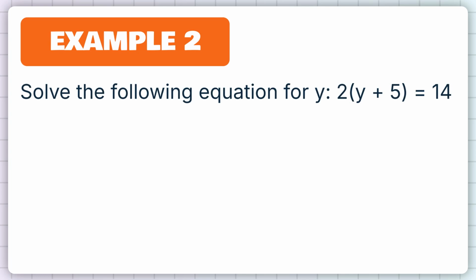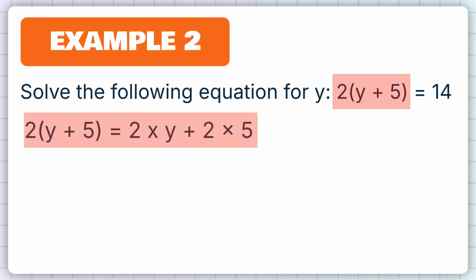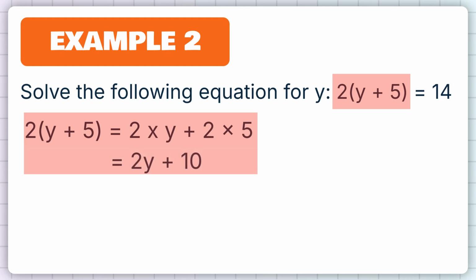Now let's solve an equation using the concept of multiplying out brackets. Solve the following equation for y. 2(y + 5) = 14. First, we will simplify the left-hand side by multiplying out the brackets. 2(y + 5) equals 2 times y plus 2 times 5. Let's simplify this further. This equals 2y + 10.